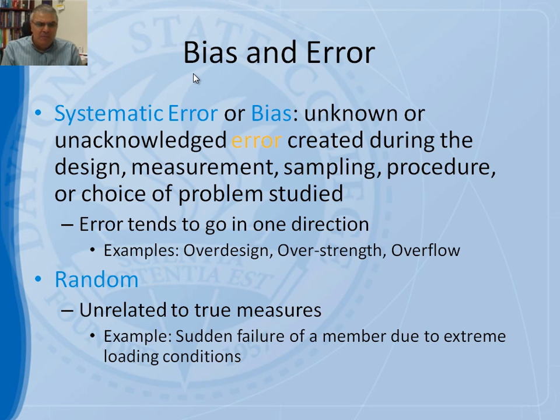Again, there might be many reasons for that. These errors could occur during the measurement, during the sampling. It could involve the error that's associated with the procedure or a choice of problem studies. And obviously, it's very important to realize that in many cases, errors tend to go in one direction.